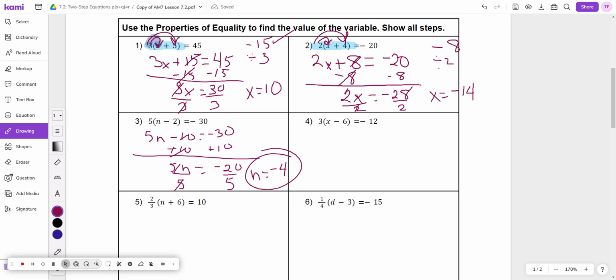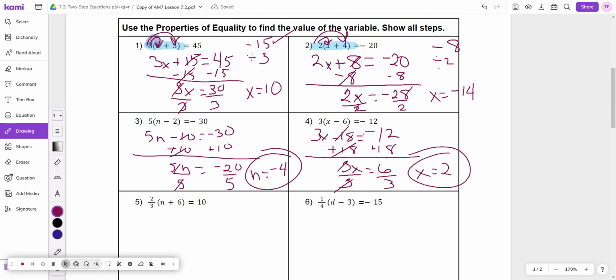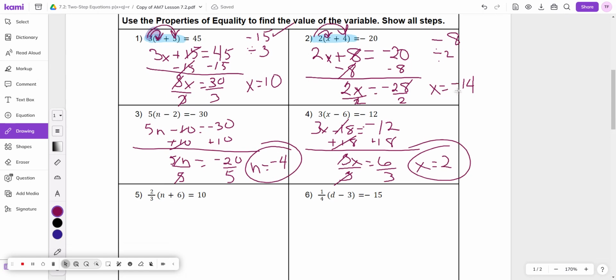All right, let's go ahead and pause the video and have you guys do number 4. All right, guys, I got x is equal to 2. So that means if I put 2 in for x, 2 minus 6 gives me negative 4, and negative 4 times 3 gives me negative 12.